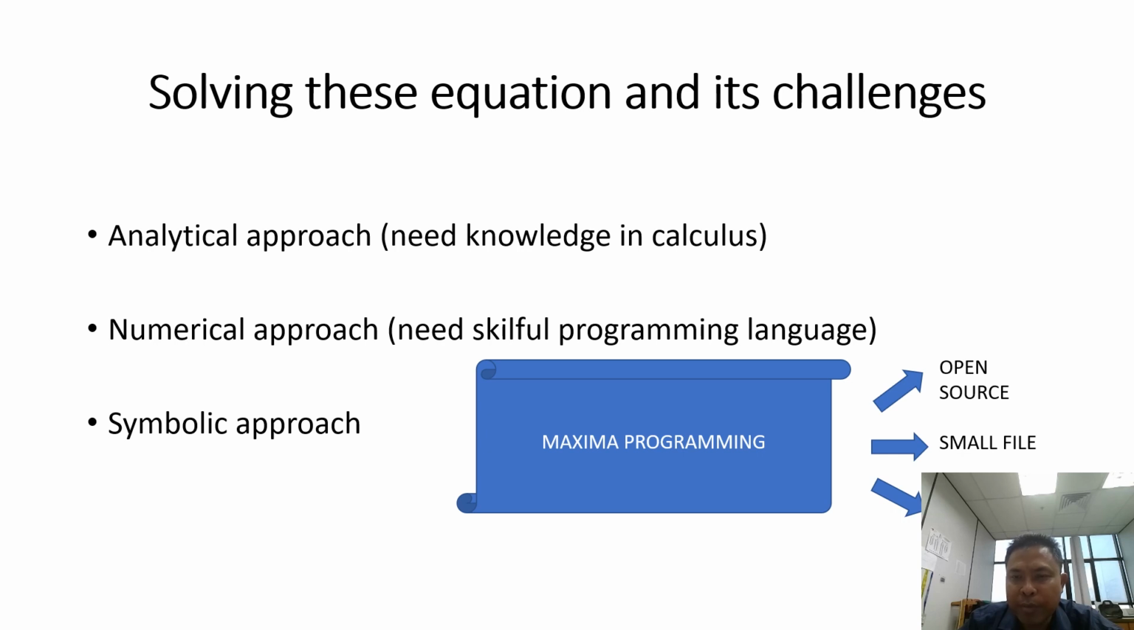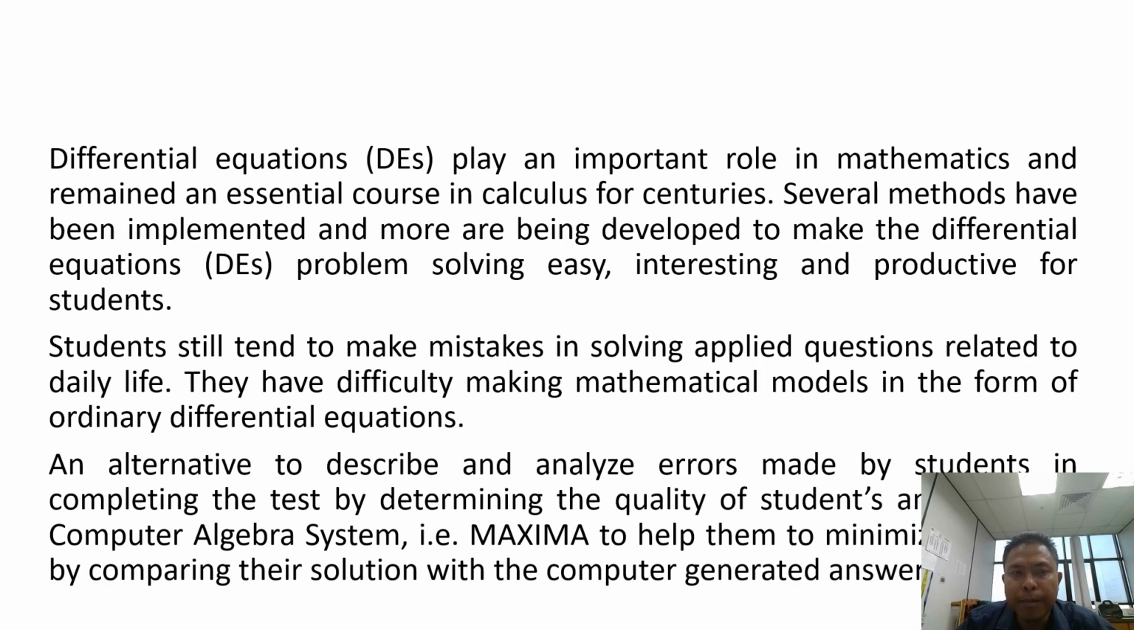So why do we use the Maxima language? Because it's open source software. It's not like Maple, where we have to buy the license. The program file is also small, less than, I think, 1 gigabyte. It's very small and also very user friendly. So that's why we are choosing Maxima programming for solving the differential equation, especially in the mass spring system.